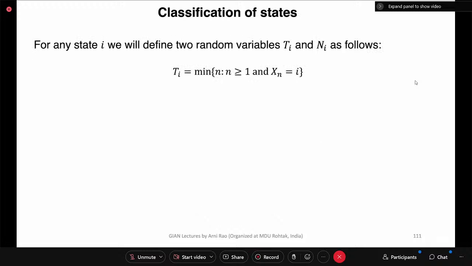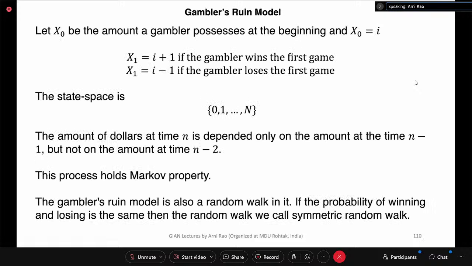Now, classification of states. I would start this in the next lecture. Classification of states is an important aspect. This thing I will start in the next lecture.